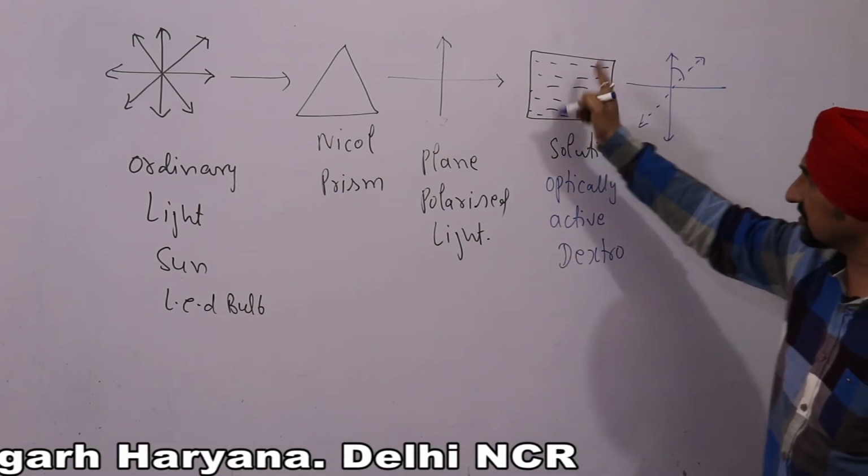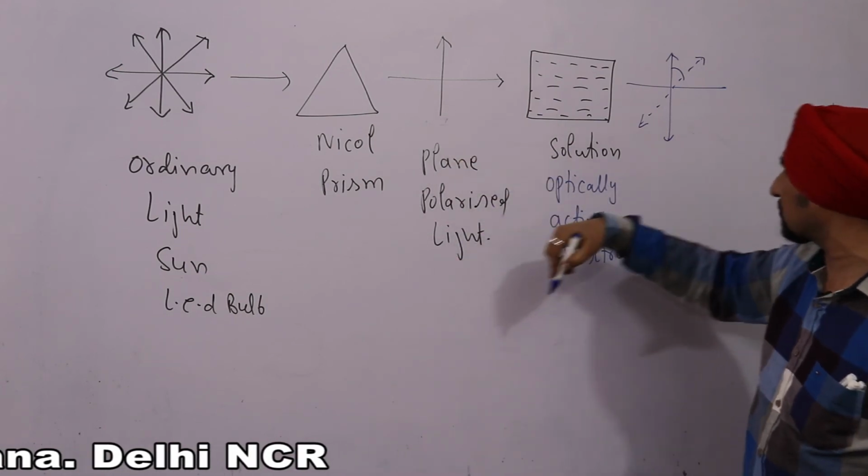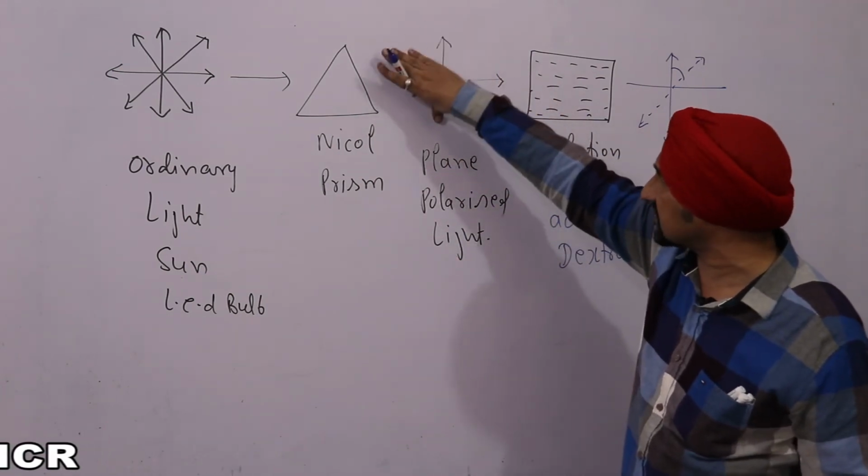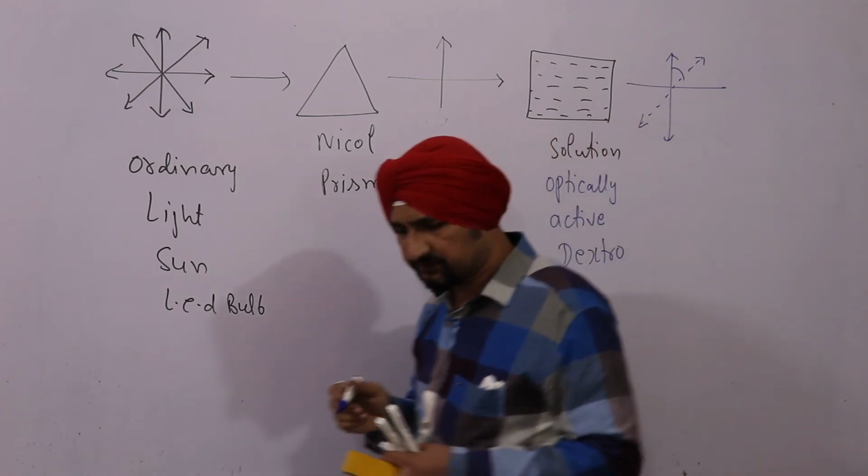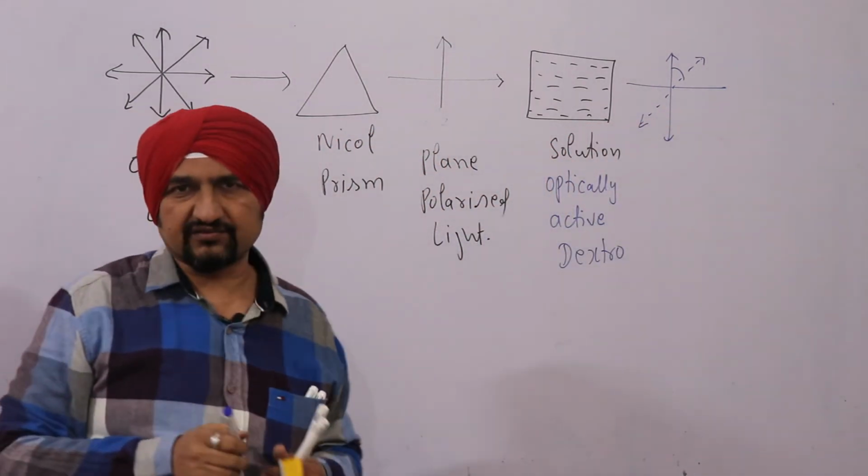And if this solution rotates the plane polarized light in anti-clockwise direction, that is in this direction, then it will be levorotatory. Okay students.